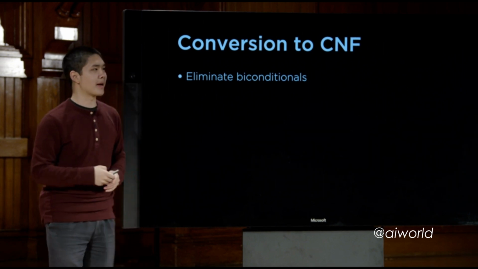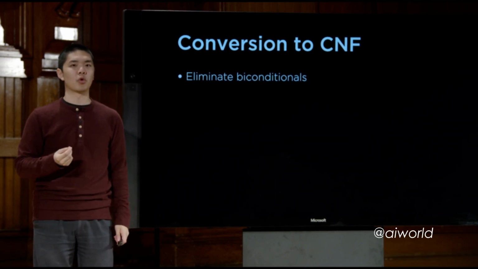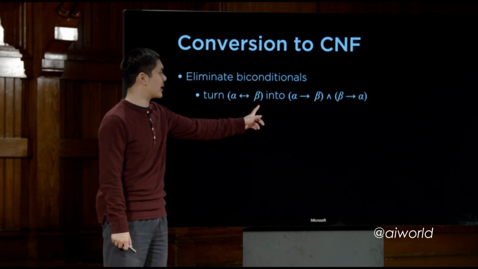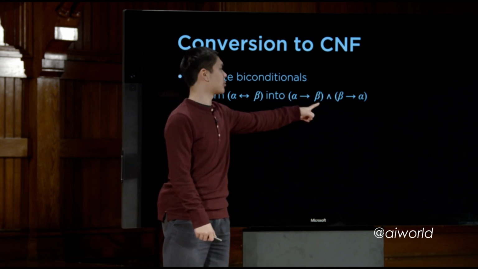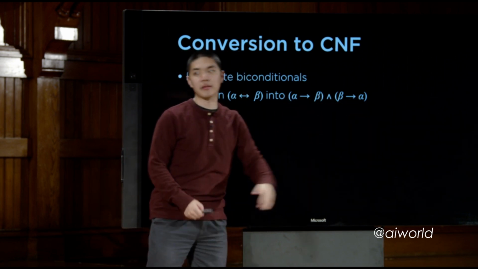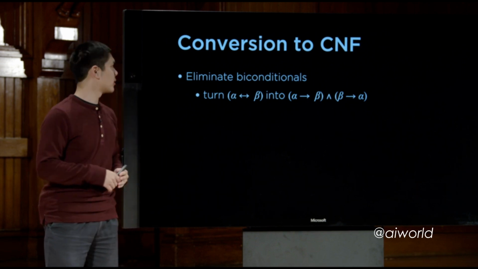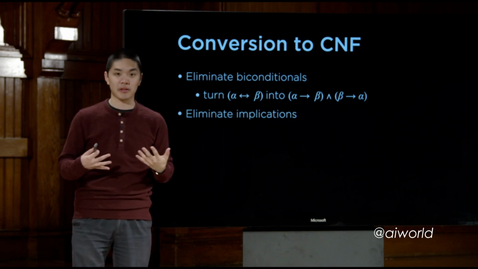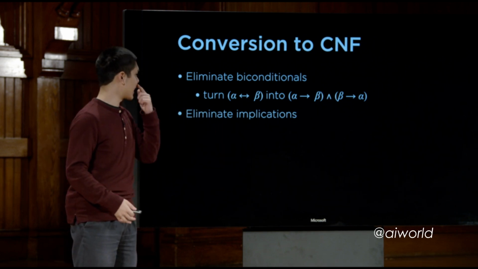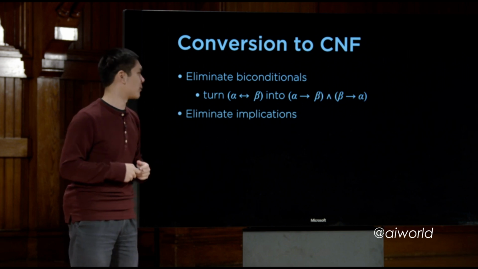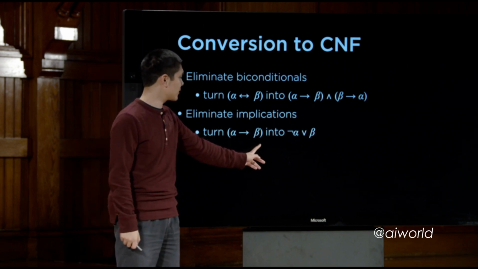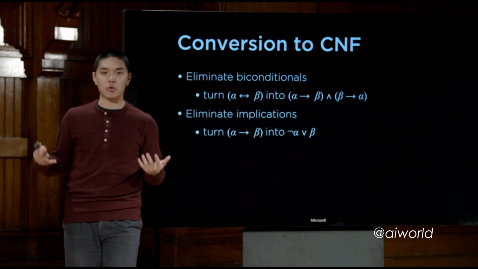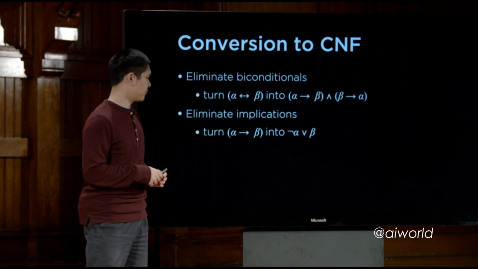And we know how to eliminate biconditionals because we saw there was an inference rule to do just that. Anytime I have an expression like alpha if and only if beta, I can turn that into alpha implies beta and beta implies alpha, based on that inference rule we saw before. Likewise, in addition to eliminating biconditionals, I can eliminate implications as well, the if-then arrows. And I can do that using the same inference rule we saw before too, taking alpha implies beta and turning that into not alpha or beta, because that is logically equivalent to this first thing here.